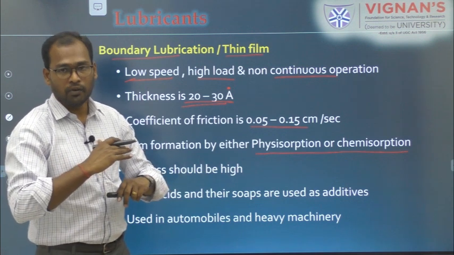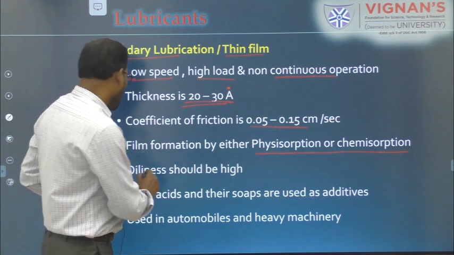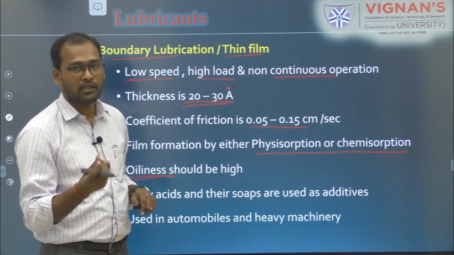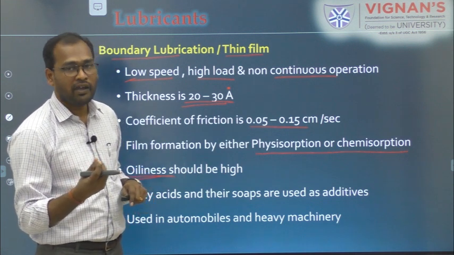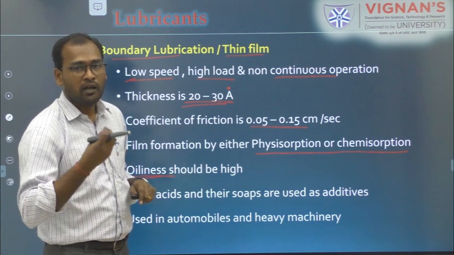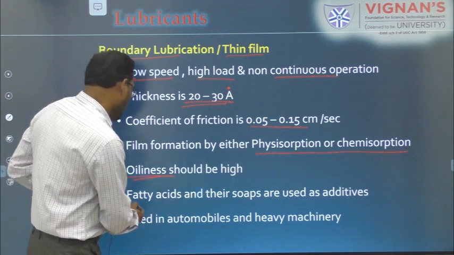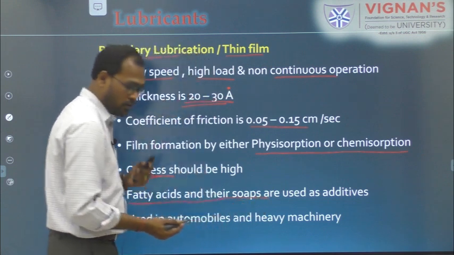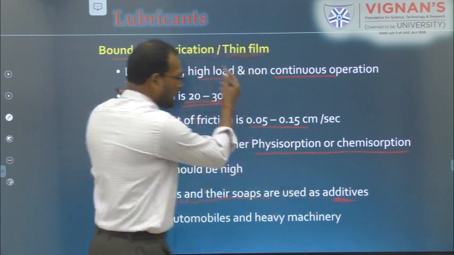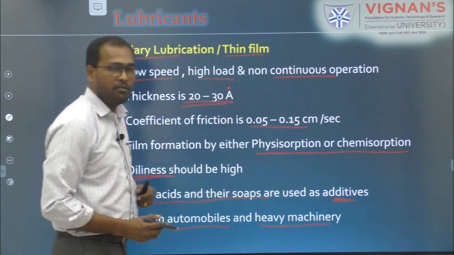It just gets absorbed over the surface, and thereby it gives this lubricating property, and the oiliness should be very high. Okay, so the hydrophobic character of the material should be very high, so that it can give you the viscosity or it can give you the force for lubricating. And some of the things which are used are fatty acids and their soaps, right? Sodium salts of fatty acids are used as additives in this category, and they are used mostly in automobiles and in heavy machineries.